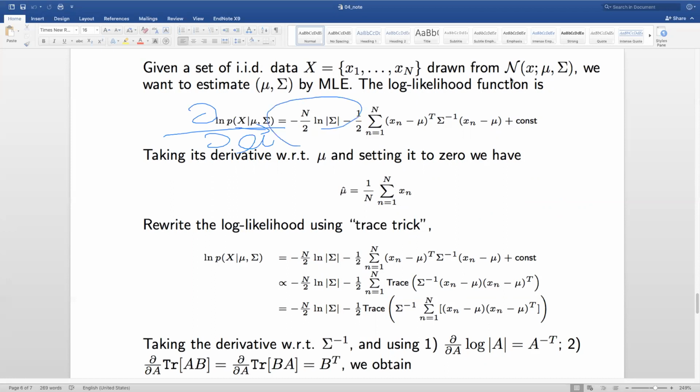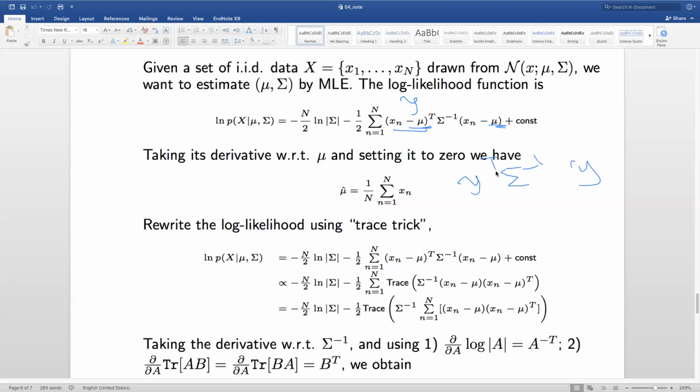Obviously, this term is gone. This term is gone, because they don't have mu. Mu is contained here, right? So what we will do is use the chain rule. The first thing is we consider x minus mu, right? We call it y vector. So now it becomes y transpose sigma inverse y, right?